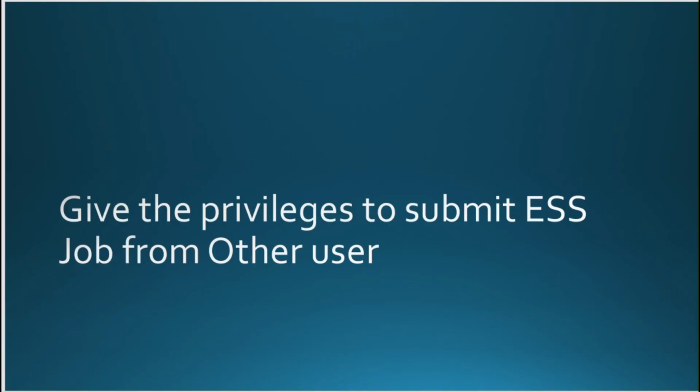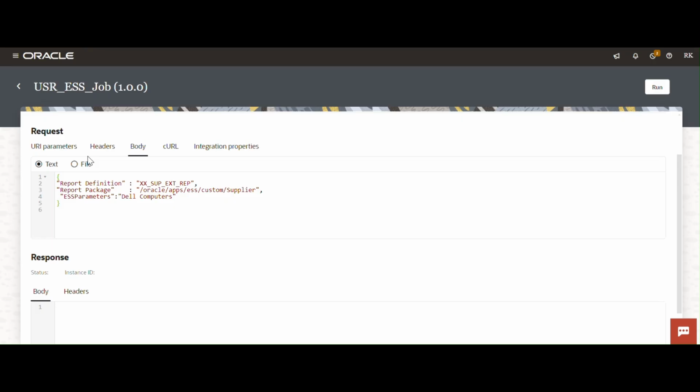Now we can see how to give provision to other users to submit the ESS job. Without proper permissions, you cannot submit the ESS job. Even if you try to run the integration to submit the ESS job, you might face errors. Let me show you. This is the integration in which we submit the ESS job by passing the parameters. In this submit job integration, I am sending the report definition, report package and ESS parameters, but this ESS job doesn't have proper permissions. So let me run this integration.